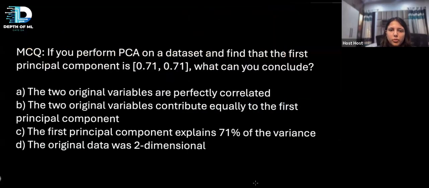Fine. The next question: suppose you perform PCA on a data set, and you find that the first principal component is this, so your first eigenvector is 0.71, 0.71. What can you conclude from this? Two original variables are perfectly correlated. Two original variables contribute equally to the first principal component. The first principal component explains 71% of the variance. Or the original data was two-dimensional.